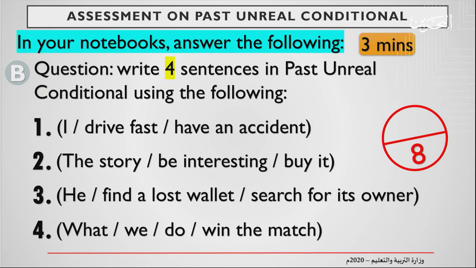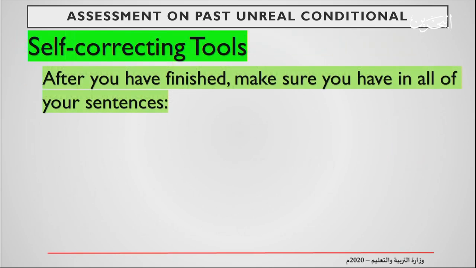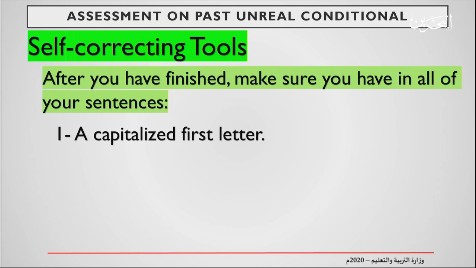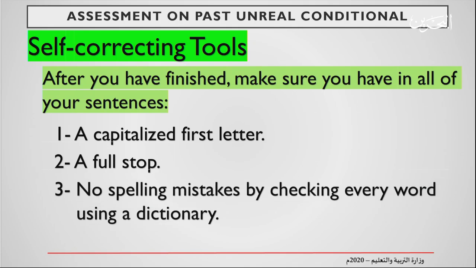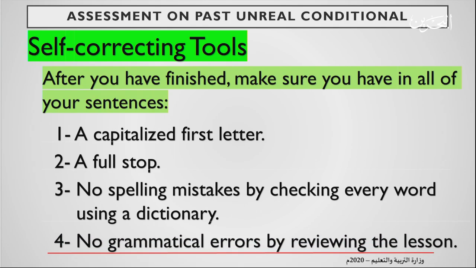Now, let's jump to the model answer. But before we do that, let's use the self-correcting tools. After you have finished, make sure you have in all of your sentences the following. Number 1, a capitalized first letter. Number 2, a full stop. Number 3, no spelling mistakes by checking every word using a dictionary. Number 4, no grammatical errors by reviewing the lesson.